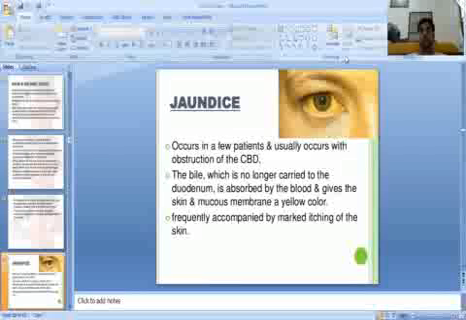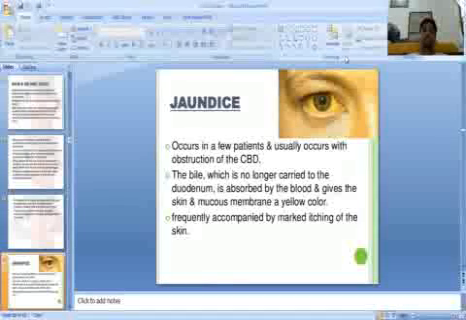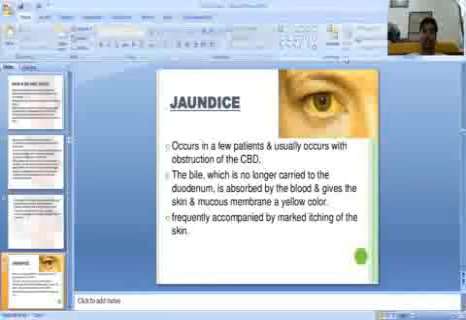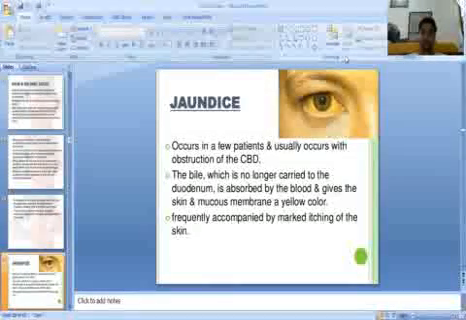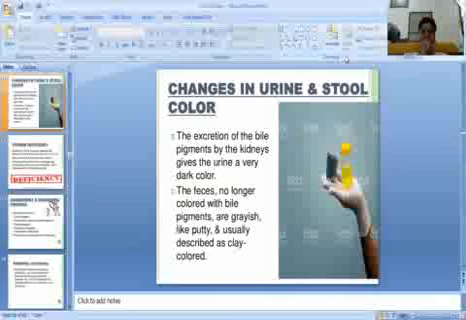The bile, which is no longer carried to the duodenum, is absorbed by the blood and gives the skin and mucous membrane a yellow color, frequently accompanied by marked itching of the skin. Change in urine and stool color: the excretion of bile pigments by the kidney gives the urine a very dark color. The feces, no longer colored with bile pigments, are grayish like putty and usually described as clay colored.